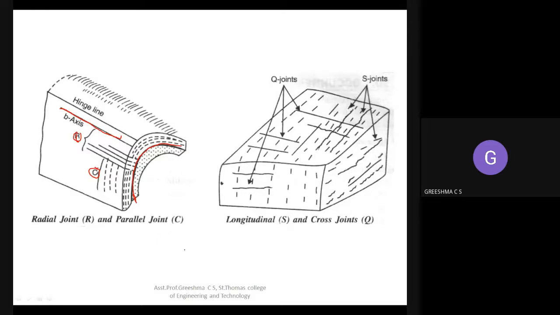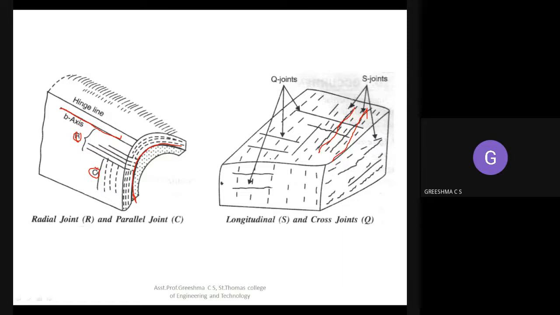So here you can see the longitudinal joints and cross joints. Longitudinal joints means joints occurring along the longitudinal direction of the rock. The joints occurring along the longitudinal direction are called longitudinal joints or S joints. Coming to the cross joint, it means joints occurring in the transverse direction.